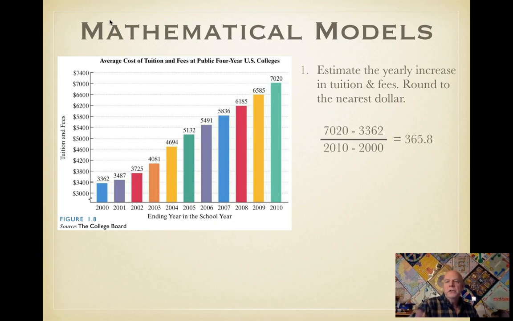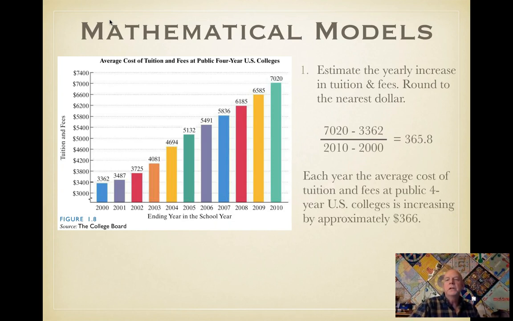So if we do those subtractions and division, it comes out to 365.8, and it says to round to the nearest dollar. And so each year the average cost of tuition at a four-year U.S. public college was $366. We just took that 365.8 and rounded it up to $366. So on average, every year, it went up $366. Now, obviously, you can see in the chart that in some of the years it jumped considerably more than that, but that's the average.